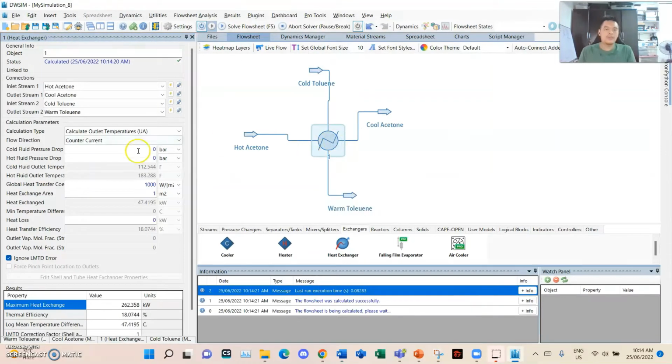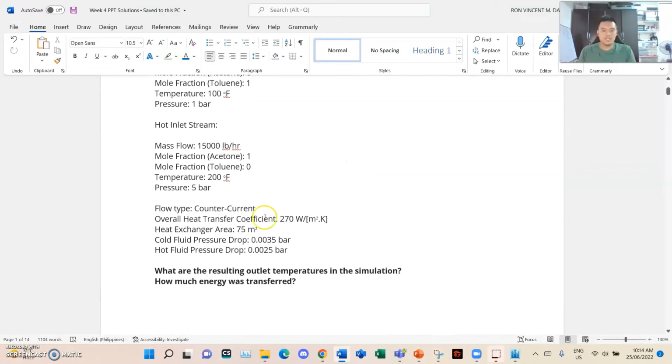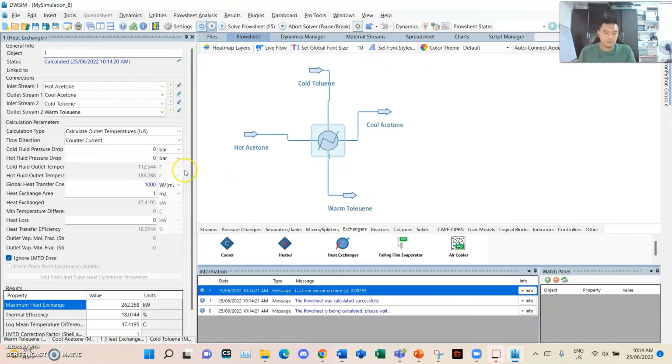That's good. And then we need to specify our heat exchanger properties. So according to the problem, it is in a countercurrent configuration, so we'll put here countercurrent. Okay, that's already set. And what we want is the outlet temperature, so we'll just leave it as is.